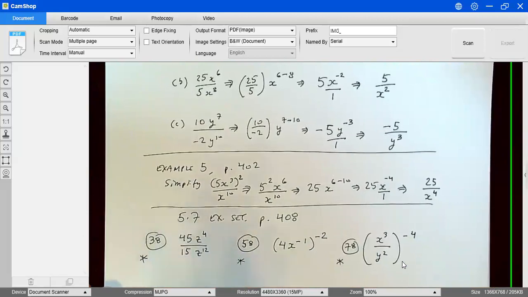So I'm going to give you time, 10 minutes or so, and then we're going to continue with the last part of this section, which is scientific notation.